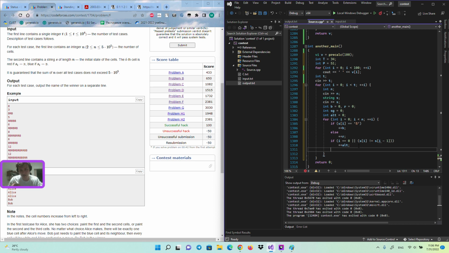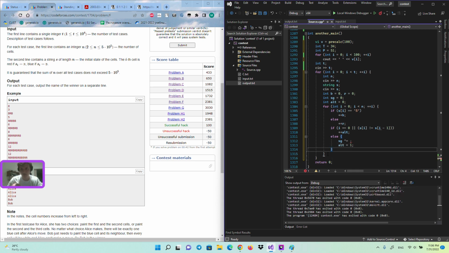If this is not the case, we say that Spragrande XOR equals something. And alt equals 1. And after that, we do the following. If Spragrande equals 0, then Alice loses.